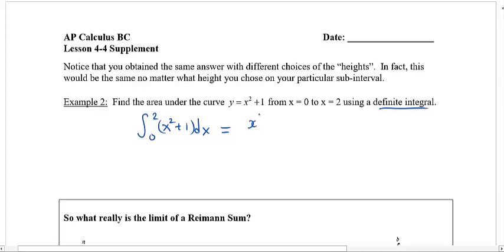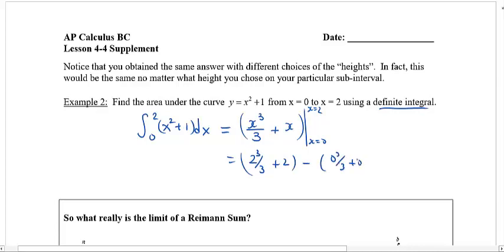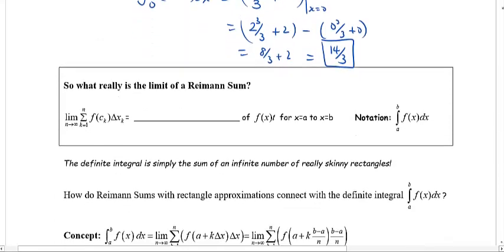Doing this, we're going to find the antiderivative, x cubed over 3. The antiderivative of 1 is x. We're going to evaluate this from x equals 0 to x equals 2. 2 cubed over 3 plus 2 minus 0 cubed over 3 plus 0. That's 8 over 3 plus 2. Well, you look at that. The exact same answer. So ultimately, what really is the limit of that Riemann sum? The limit of all those rectangles added together is actually equal to the definite integral from a to b of f of x dx.